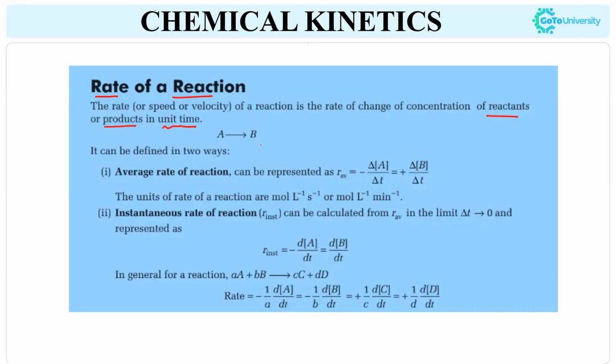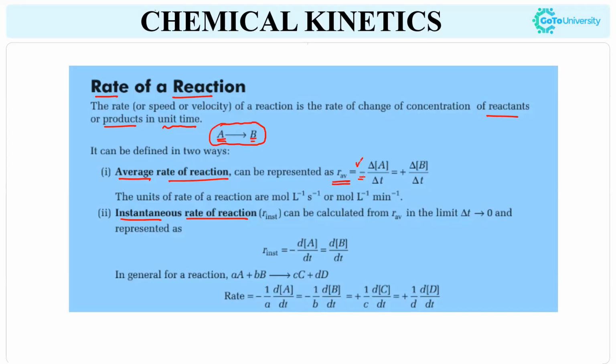Okay, now we have two different types of rate. The rate is always the same, but we can define it in two ways. The first is the average rate of reaction, and the second is the instantaneous rate of reaction. For the average rate we have to know the equations. Here we have a hypothetical reaction, A converting into B, and we are representing the average rate first. A is the reactant and B is the product, right? As time goes on, the concentration of A decreases, so we have to define it with a negative sign.